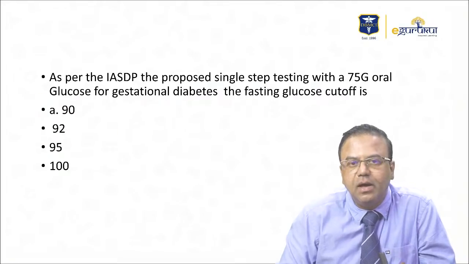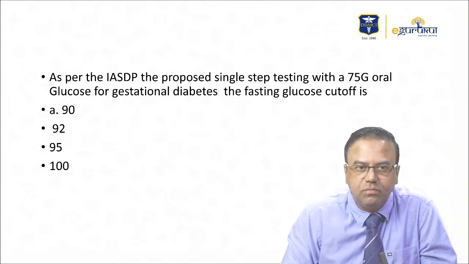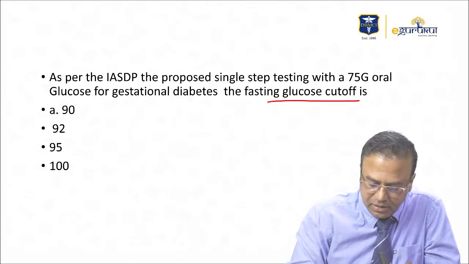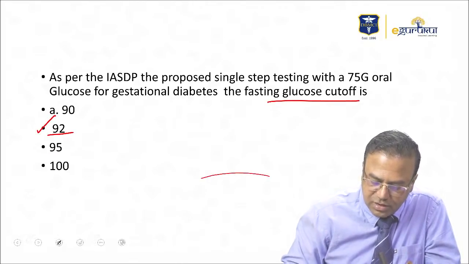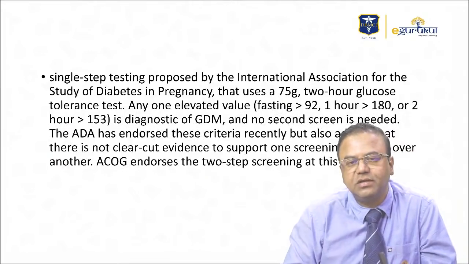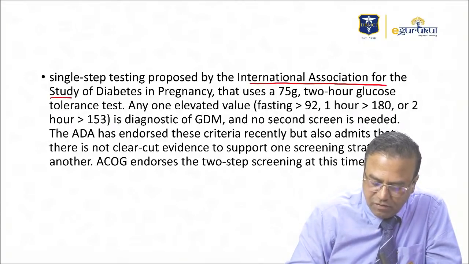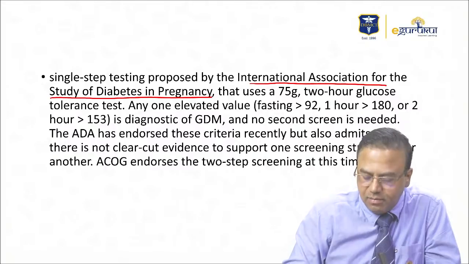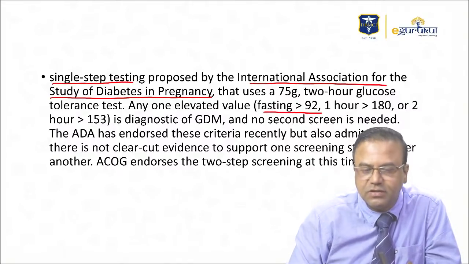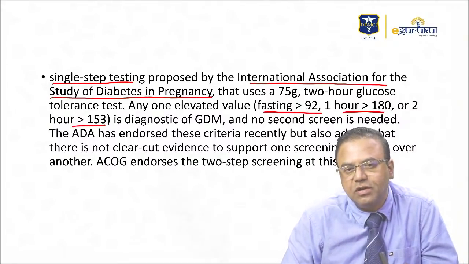As per the IADPSG, for single step testing for gestational diabetes, the fasting glucose cutoff is 92. These are all numbers, and unfortunately they should not ask these things, but we cannot help it. This is the International Association of Diabetes and Pregnancy Study Groups, and this is the single step testing that they are recommending. The values they are giving are: fasting 92, 1 hour 180, and 2 hour 153. So these are the values.